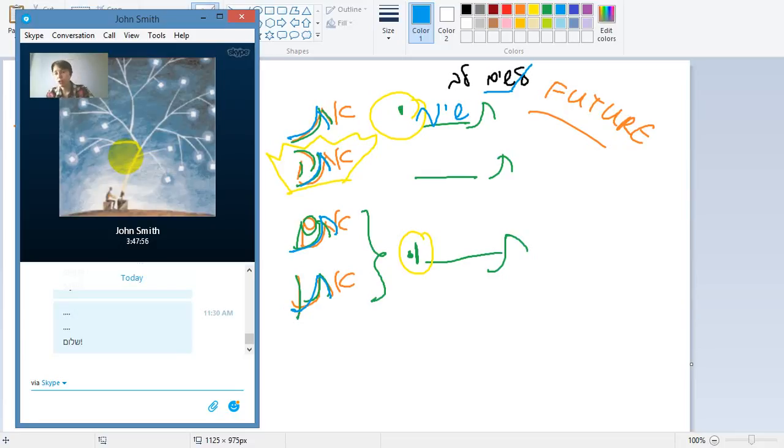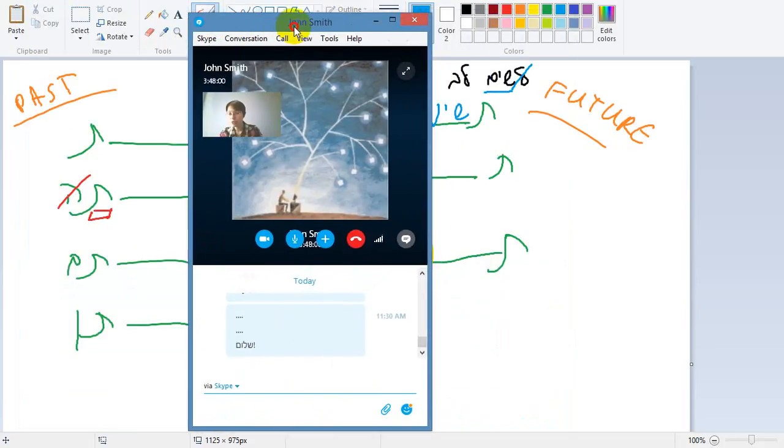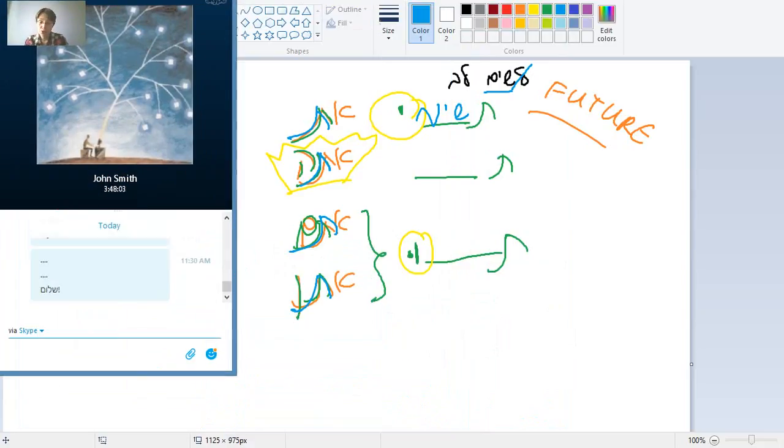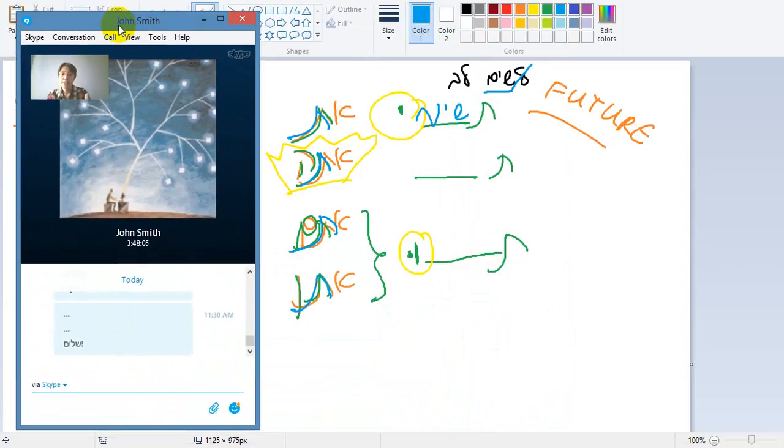And this is also true, like in the past, you remember the at and data look the same. How do you know which is it? You have to see the context. And in this case as well, how do you know if it's imperative or future? You'll have to see the context.